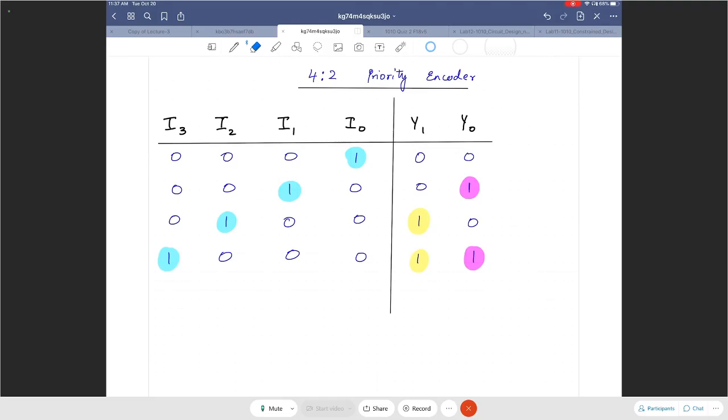I0 is active, and when I0 is active, you get the output 0, 0. But in the second case, you get I1 to be active, but what if I0 was also active? What if this was also active, 0 or 1? Well, in that case, we are going to give priority to I1 and encode that as 0, 1. So you see priority over here is being given to the most significant active input.